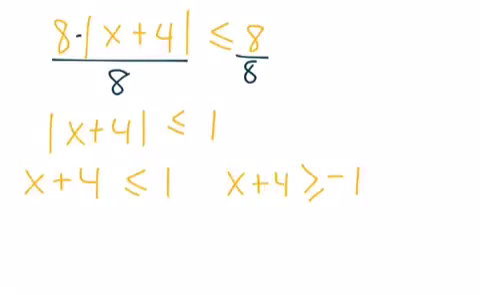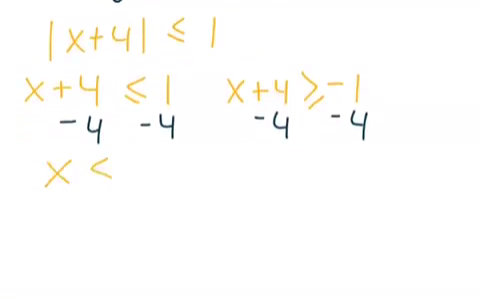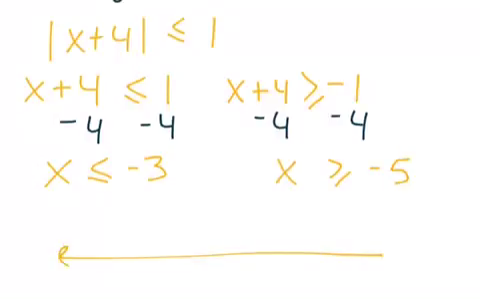And we're going to solve it for x. So I'm going to subtract 4 from both sides on this one, subtract 4 from both sides on this one. I get x is less than or equal to negative 3, and x is greater than or equal to negative 5. Okay, so I'm going to put 0 here. 1, 2, 3, 4, 5. So now that I have the line underneath, I'm going to use solid circles, closed in.